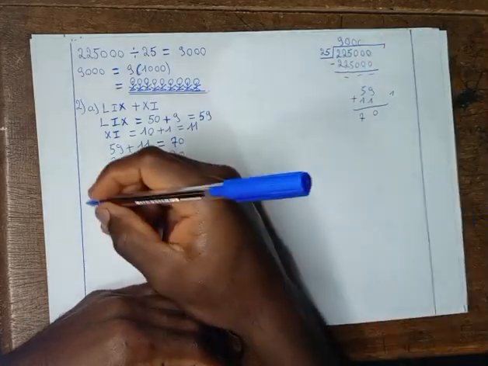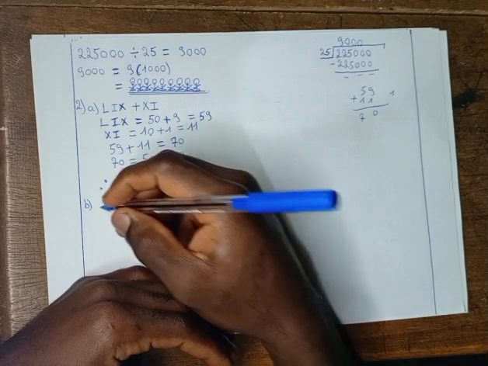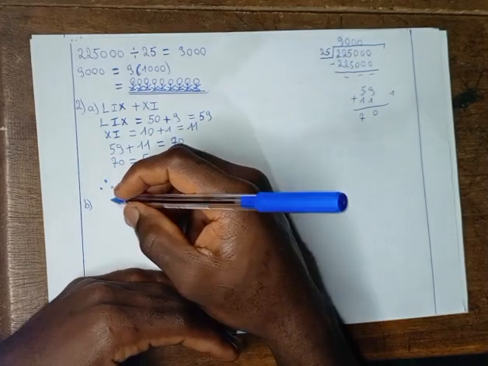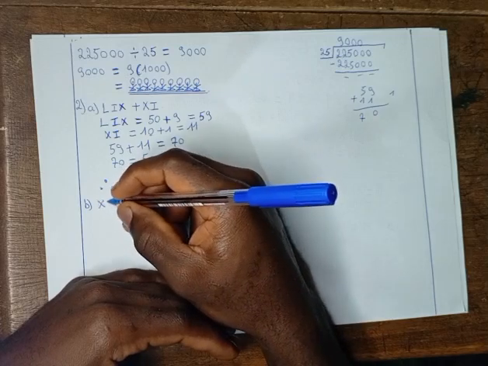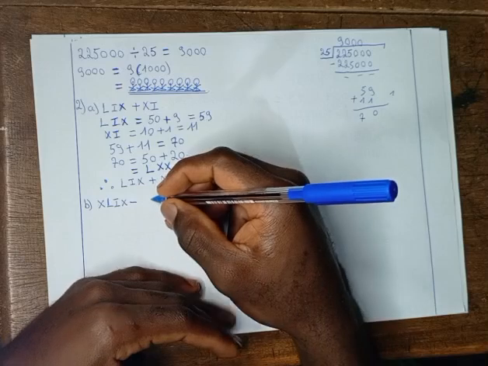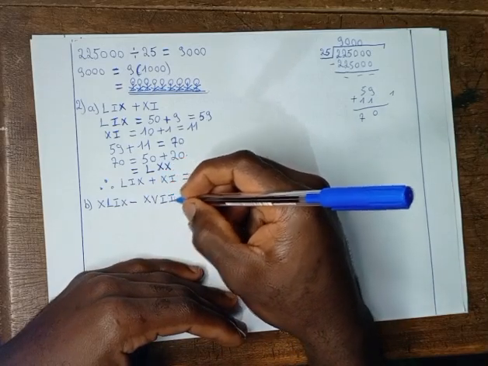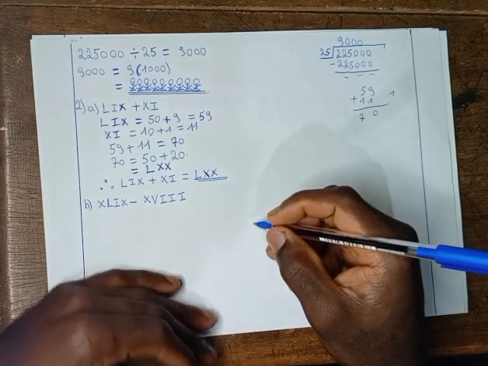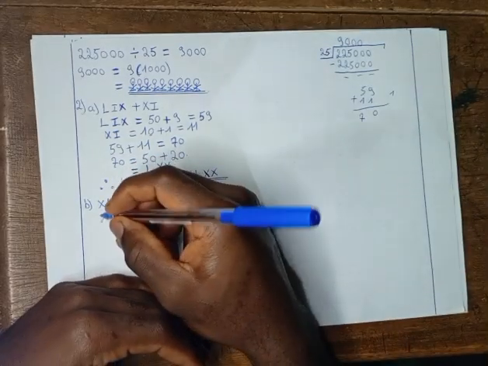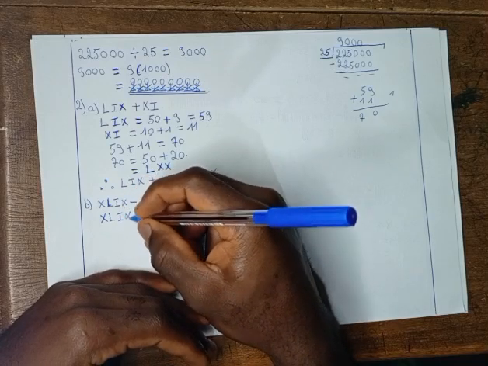Next, we go now to question B. For question B, we have XLIX minus XVIII. We have to subtract these two numbers. First, we need to convert them to our own numerals. We have XLIX.